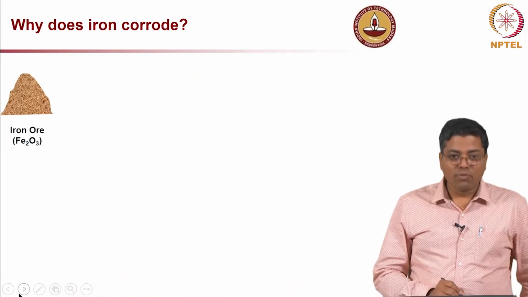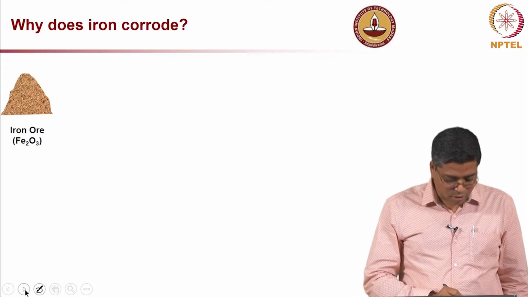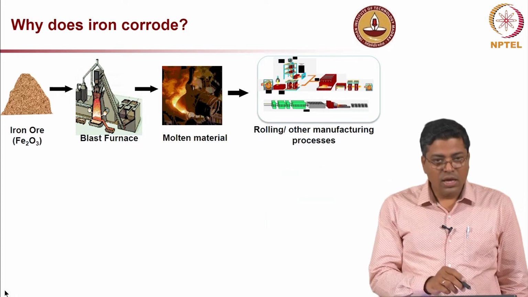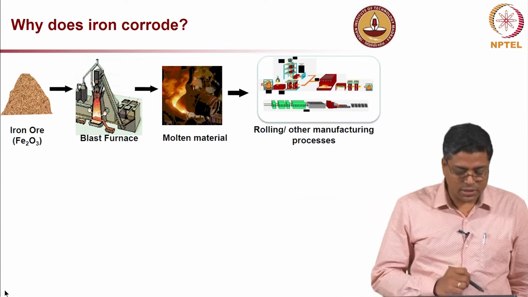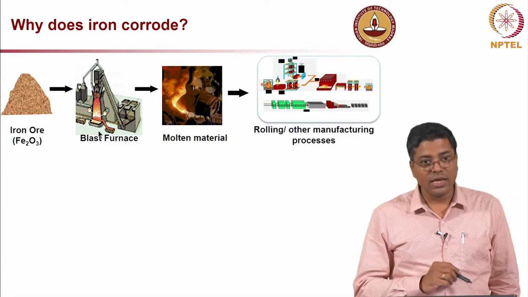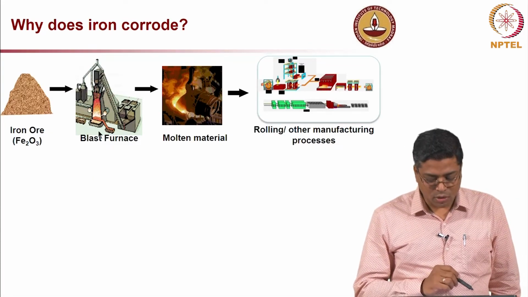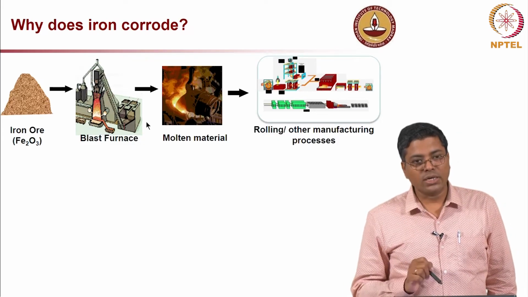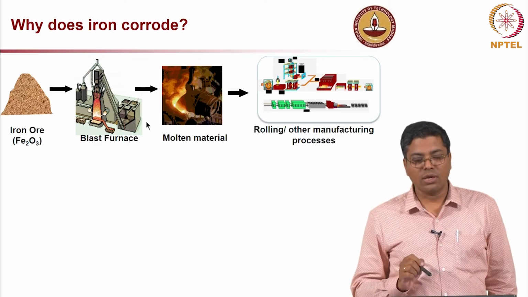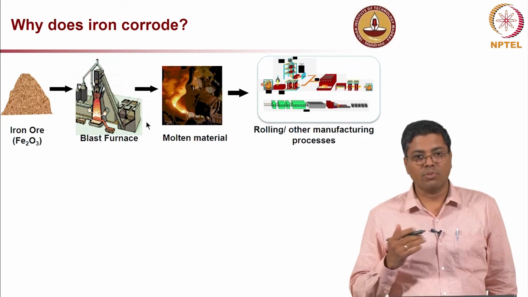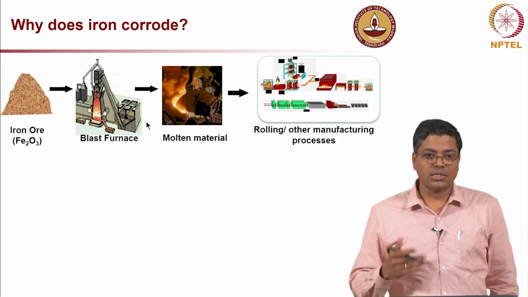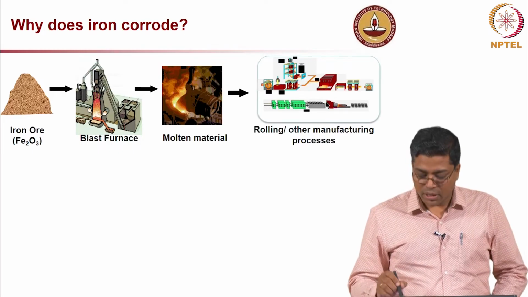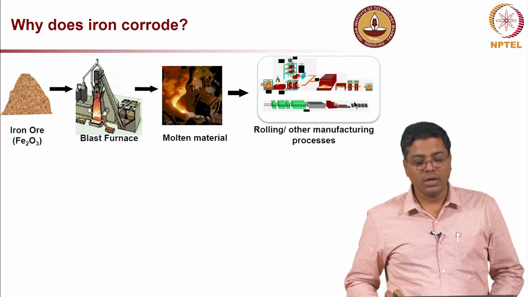Now, let us look at how iron corrodes. So, I am going to show you this. See, how do we make steel? For example, we make steel from iron ore, and then we heat the iron ore in a blast furnace, and then you get the molten material. Then you mold it into a particular shape. Let us say if you are talking about a rebar, you mold it into a cylindrical shape. If you are talking about a structural steel, you may have I section or L angle section. So, whatever it is, you mold that into a particular shape and pass the steel through a die.